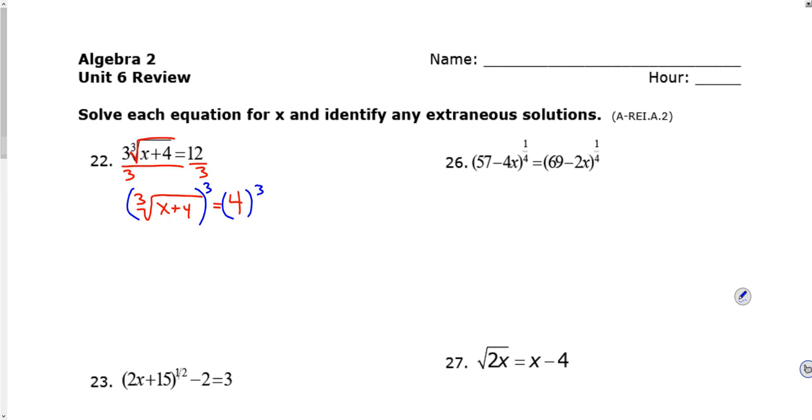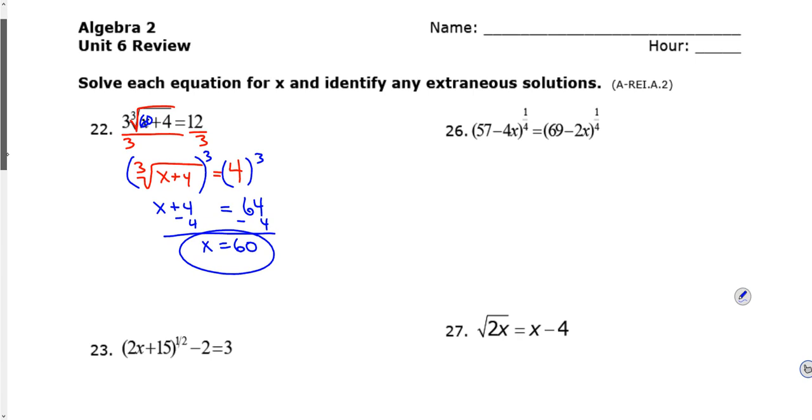So 4 to the third is 64. x plus 4 is now out of the cube root, and now I just subtract 4 from both sides. So x equals 60 is our possible solution. Just to be sure, we go back and check. 60 plus 4 is 64. Cube root of 64 is 4. And then 4 times 3 is 12. So that checks out. So that is the solution.